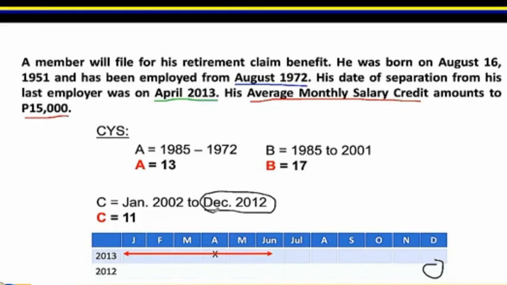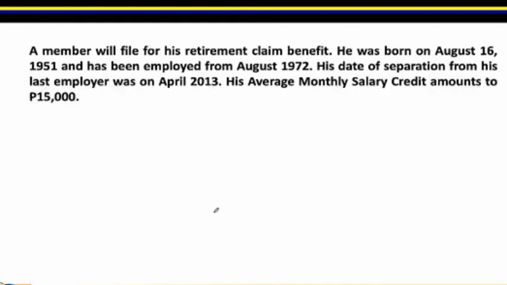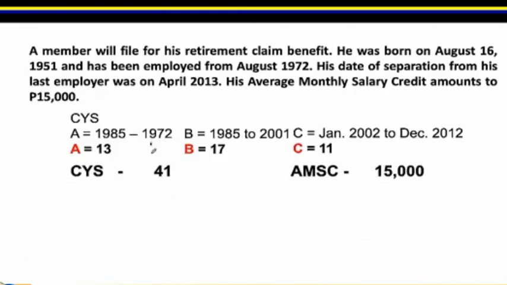So, that will give us 132 divided by the constant 12. Therefore, our letter C is equal to 11. Okay. So, now to get the CYS participants, all we have to do is to add A, 13, plus B, 17, plus C, 11, and it gave us a CYS of 41. So, that is how we compute for the CYS: A plus B plus C. In this case, we got 41.